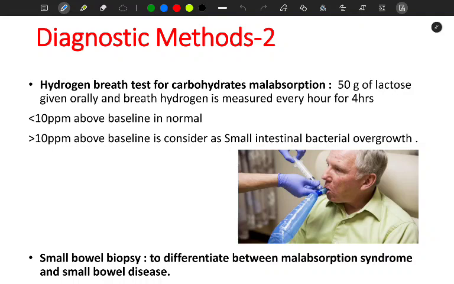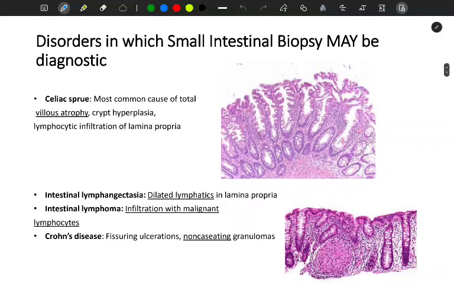Disorders of the small intestine where biopsy may be diagnostic. Celiac sprue, the most common: villous atrophy, loss of the villi because of destruction from gliadin and gluten sensitivity. High lymphocytic infiltration of the lamina propria and crypt hyperplasia. Intestinal lymphangiectasia: dilated lymphatics in the lamina propria, which impairs absorption, especially of fat, because chylomicrons are absorbed within the lymphatics. Intestinal lymphoma, if you have infiltration, so anything that affects absorption. Crohn's disease: fissuring, non-caseating granulomas may be the sign.